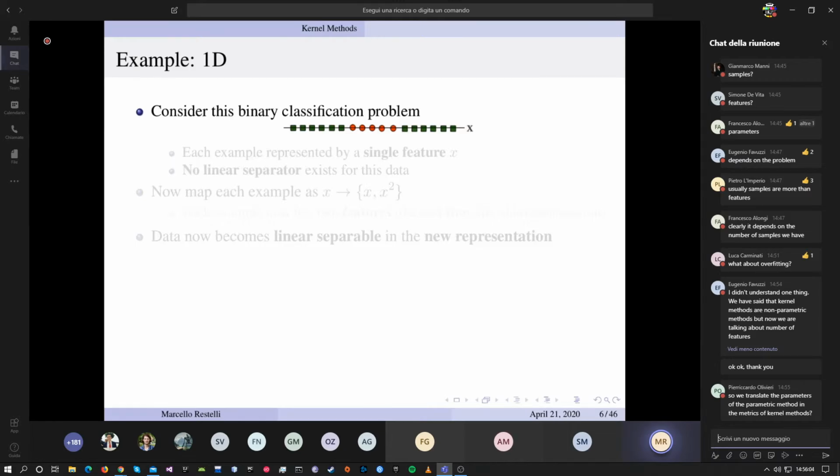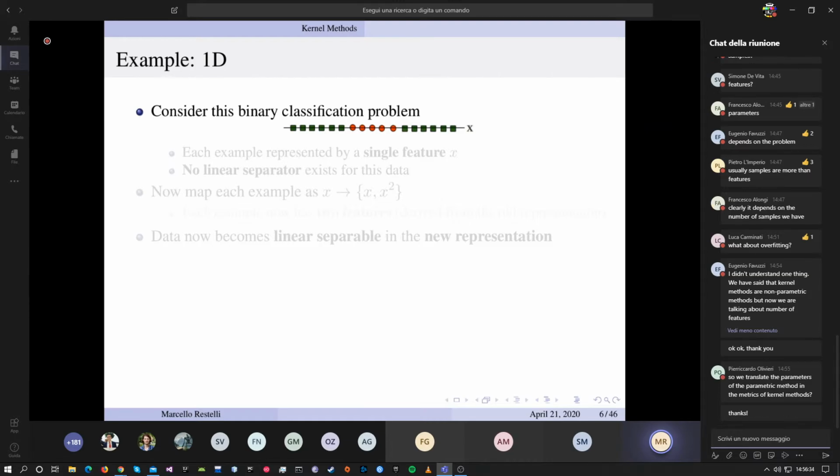Exactly, we will transform not the parameters, but the features. We will transform the features in the parametric world in kernel, in matrix, in the kernel world. This is what we are going to do exactly in a minute. And we will see that there is a mapping between these two worlds that makes them equivalent, but as I've told you, again, with very different computational properties.